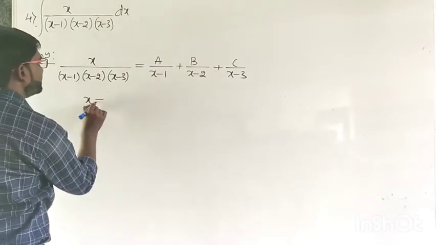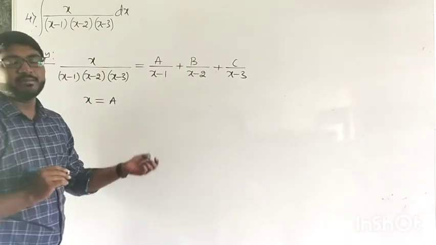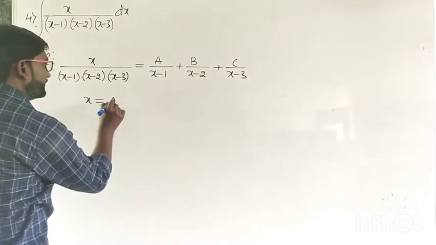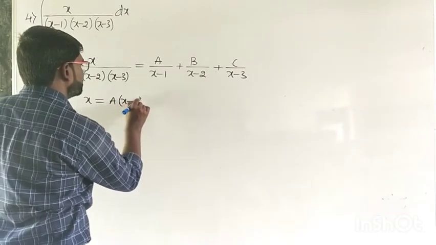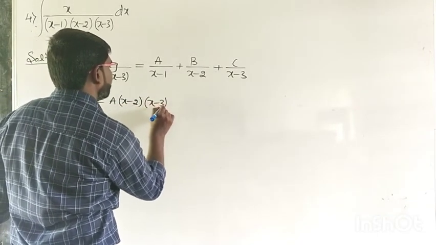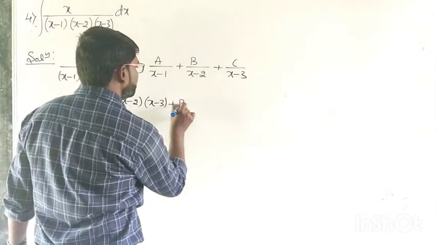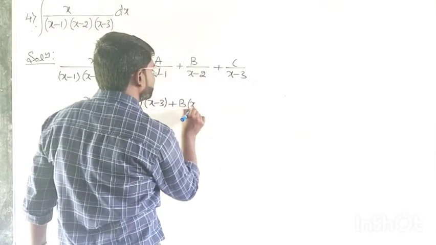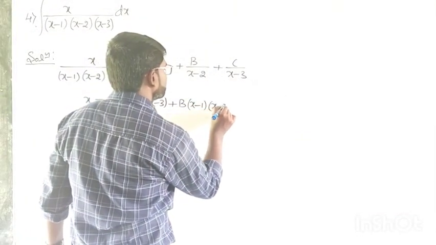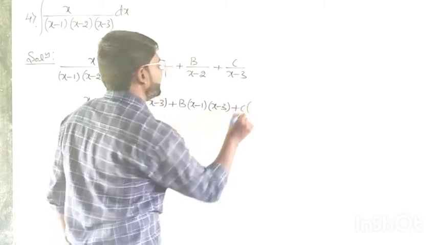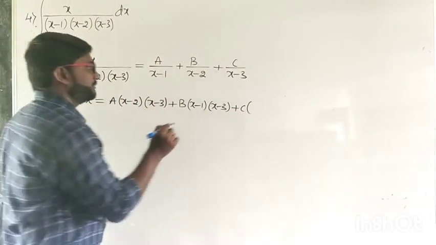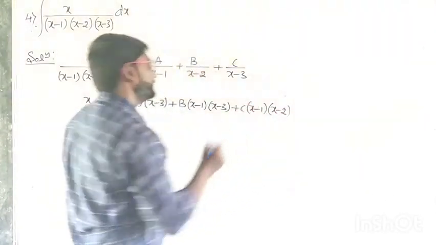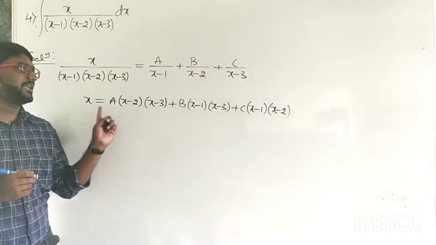x is equal to a into, we have to multiply the terms other than this one, multiply by these two, x minus 2 into x minus 3, plus b into, multiply by the terms other than this one, x minus 1 into x minus 3, plus c into, multiply by these two terms, x minus 1 into x minus 2. So now we have to find the values of a, b, c.